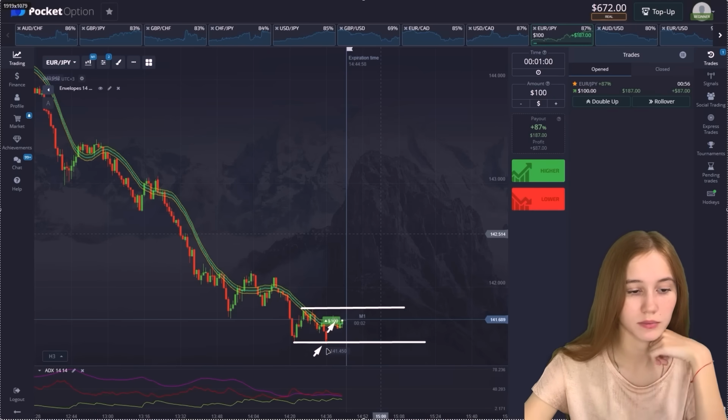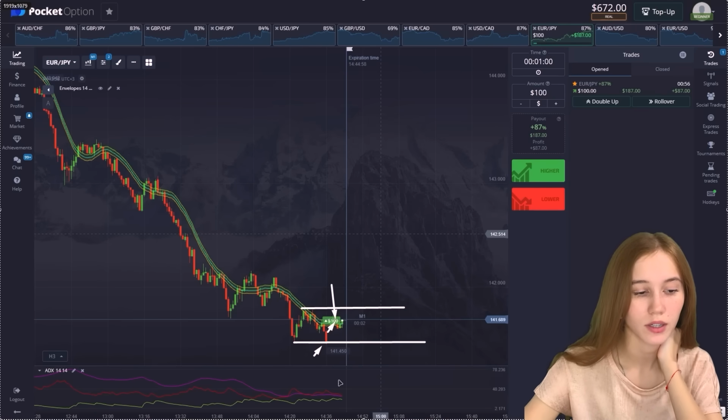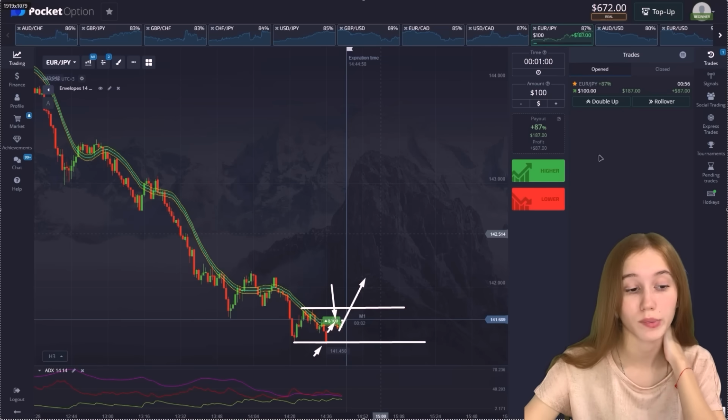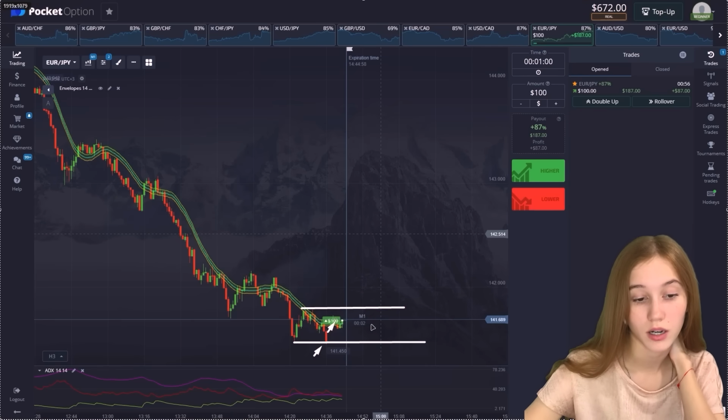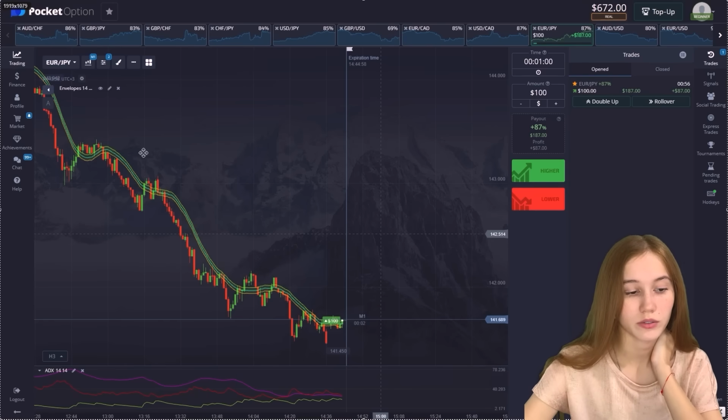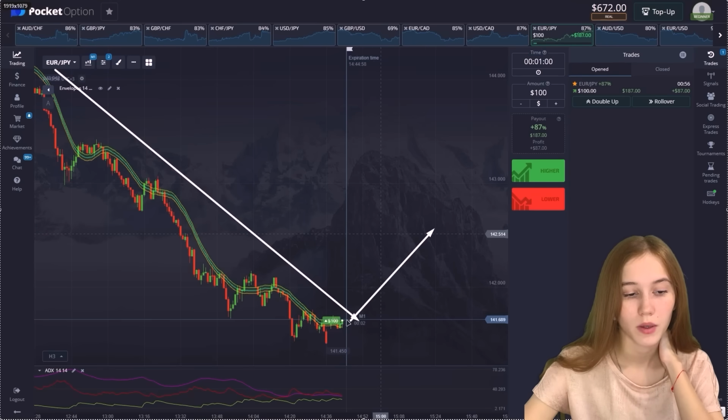If we see areas of resistance and support, we see a red candle. There will be growth. As a result, we open up. The general trend follows the envelope indicator. We see that it's going down. Recovery will begin. We're in some adjustments.